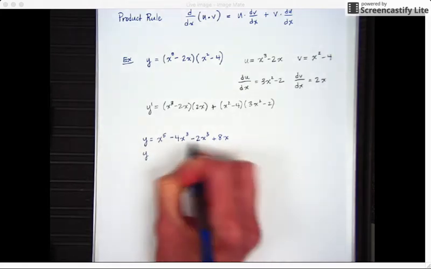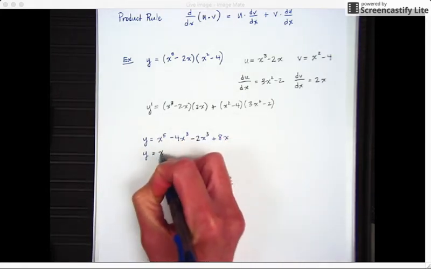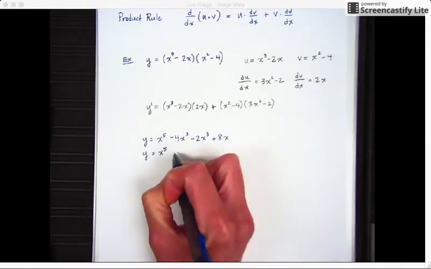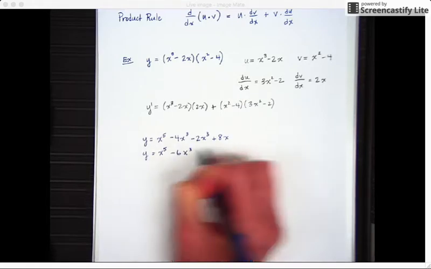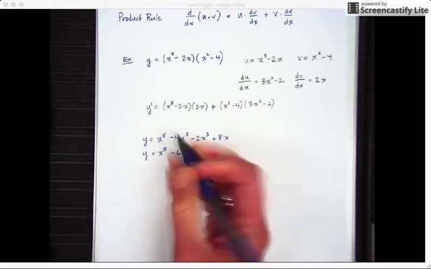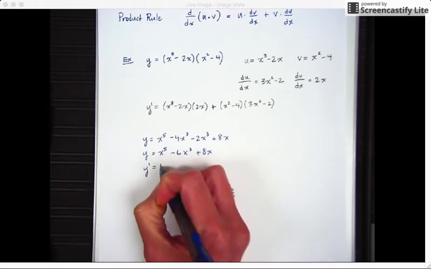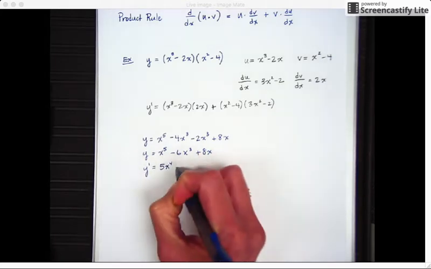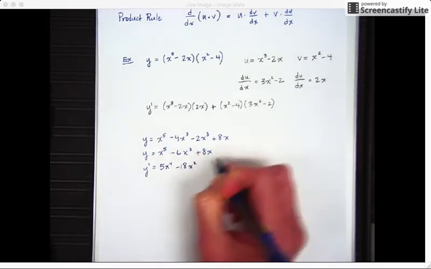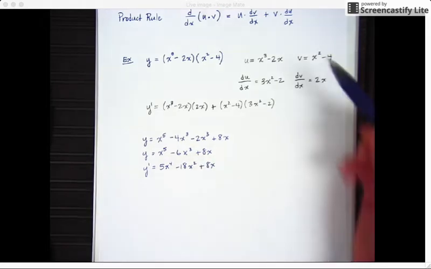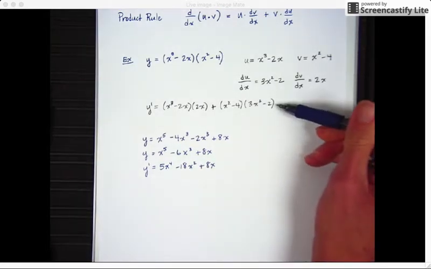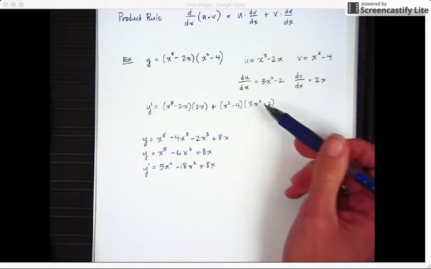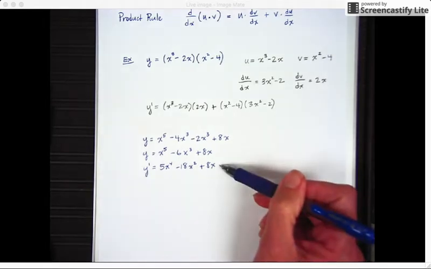And I can simplify the x cubes here. So x to the 5th minus 6x cubed plus 8x, and then take the derivative here. So that'd be 5x to the 4th minus 18x squared plus 8x. And if I were to simplify this function here, I multiply all this out and add all like terms together, I will get this one here.